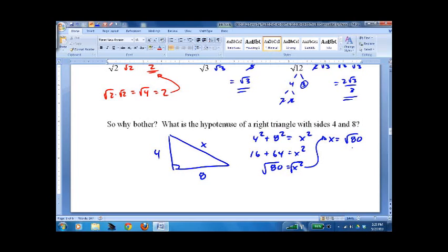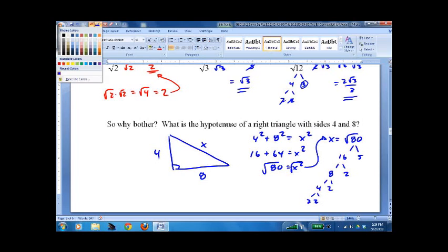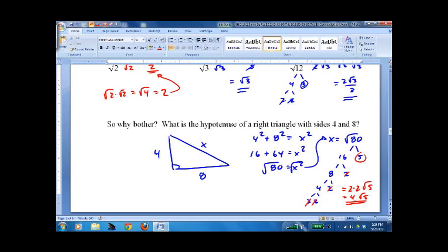Well, can't just leave it, so let's break it down. 16 and 5, 8 and 2, 4 and 2, 2 and 2. I'm going to bring it all the way down here in red so we can see it. Equals pair 2, pair 2, 5 equals 4 root 5. So now we've solved it in radical terms. That's it. Good luck.